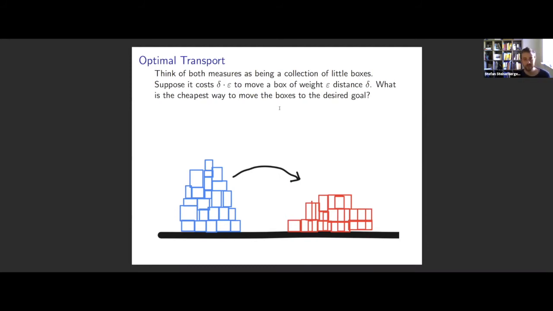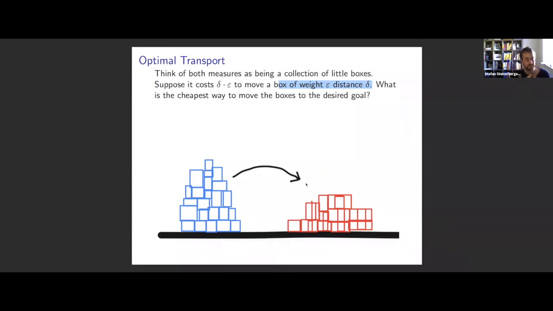And the cost of transporting a box of weight epsilon across distance delta is exactly delta times epsilon. That's it. So it's almost physical, if you yourself had to carry these boxes. This is the boxes you have, and this is where you want them to be, and you have to physically carry them yourself. This would actually be the physical cost.